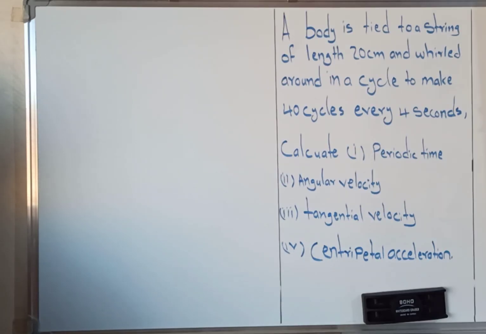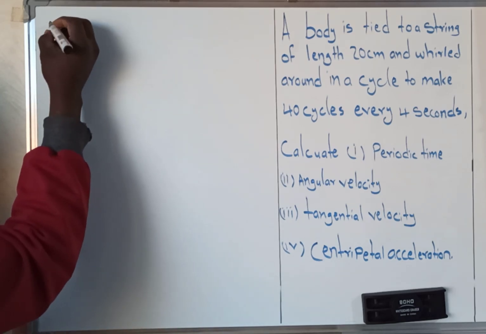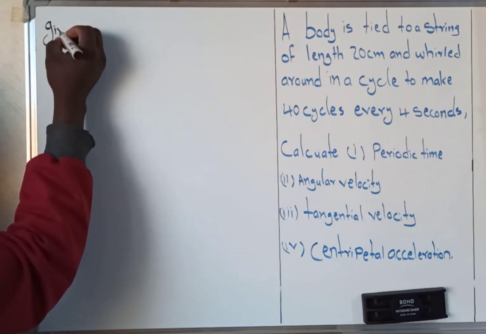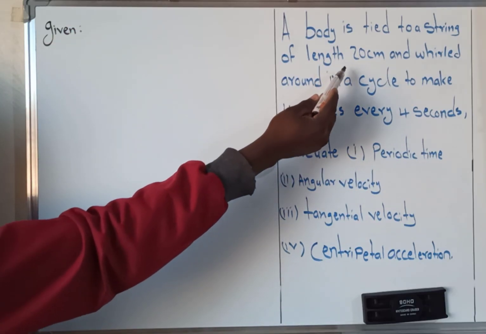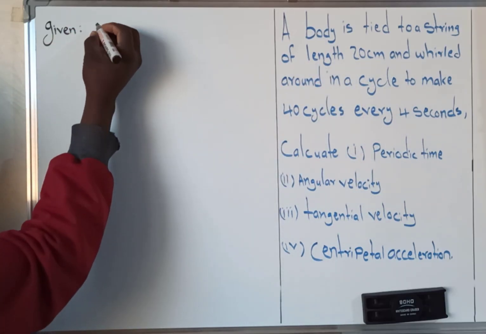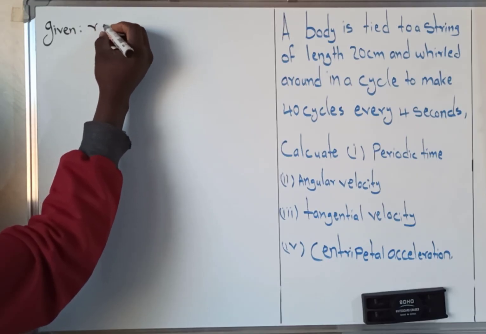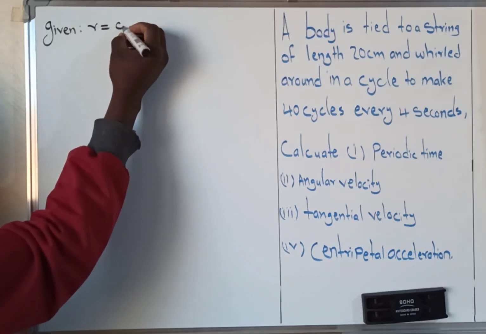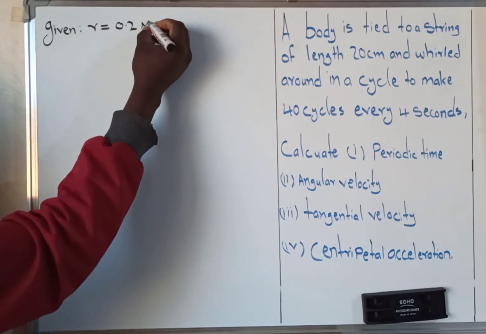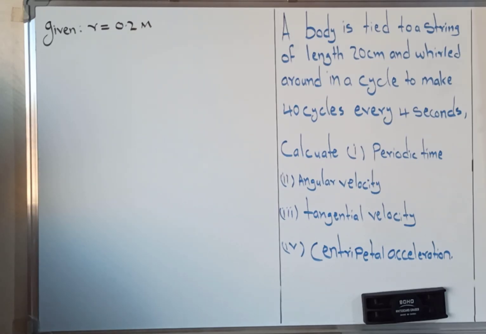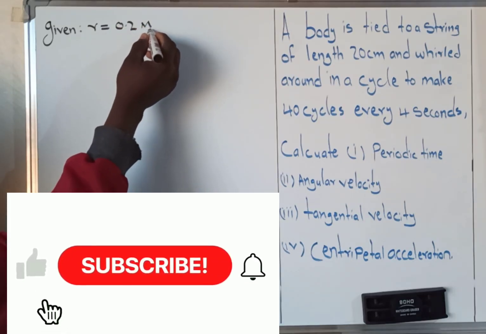So what we're going to do here is write out the given first before we solve the question. So we have here the given. We have a length of 20 centimeters, which is the same as r, the radius. So r is equal to what? 0.2. Why did I say 0.2? It's going to be 0.2 meters because we convert centimeters to meters. We divide by 100, therefore we have 0.2 meters.